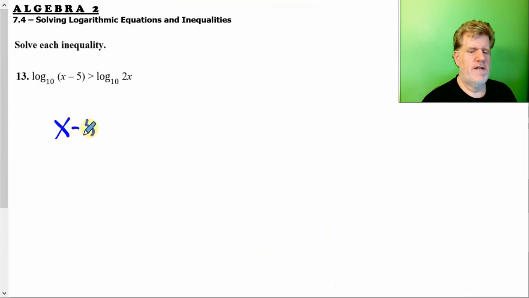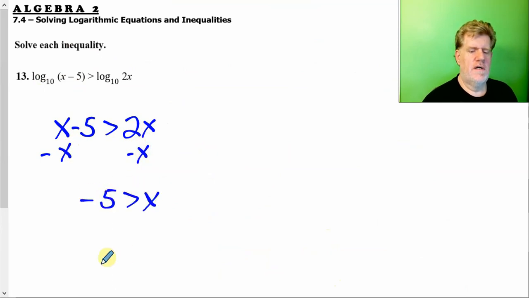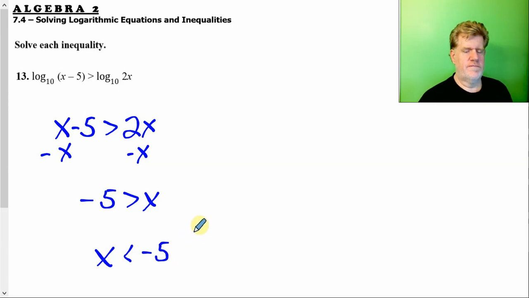So x minus 5 has to be greater than 2x. We subtract x from both sides. All right, I know x is less than -5. And it looks good, except x is less than -5. So we got to double check. All right.